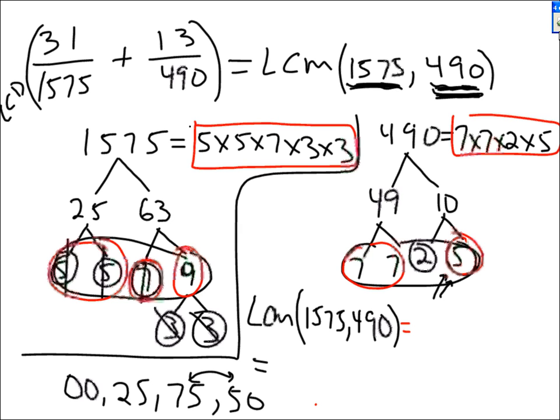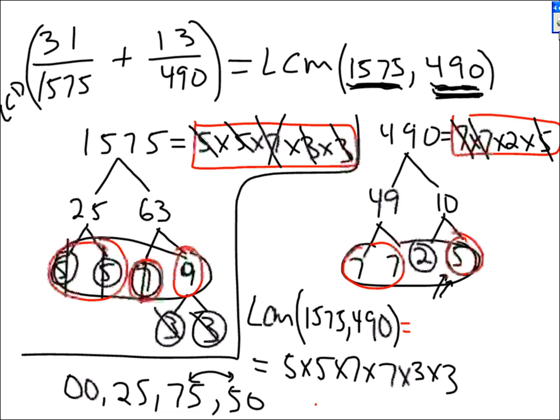Okay. I see 5. 2 5s here and 1 5 there. The 2 5s win. Then I see 7. 1 7 here and 2 7s here. The 2 7s win. Then I see 3. 2 3s here, no 3s to the right. The 2 3s win. Then I see 2. The answer is this product.